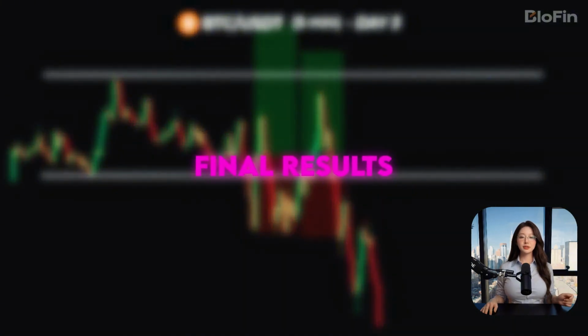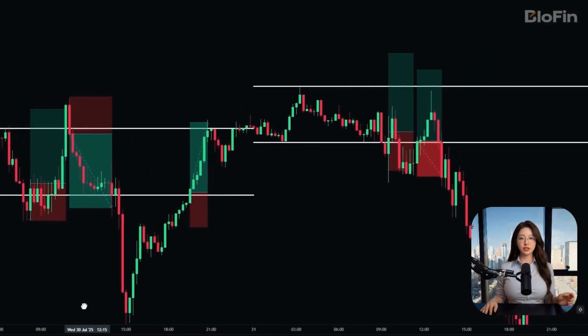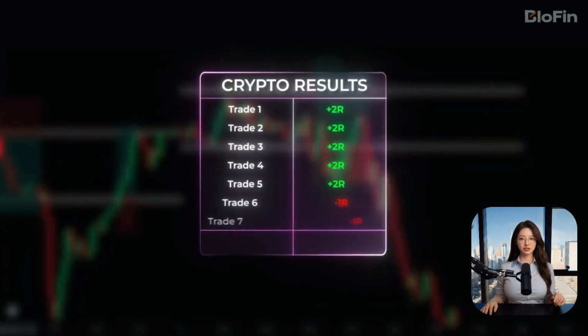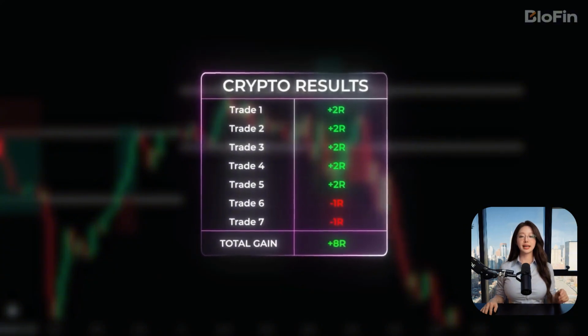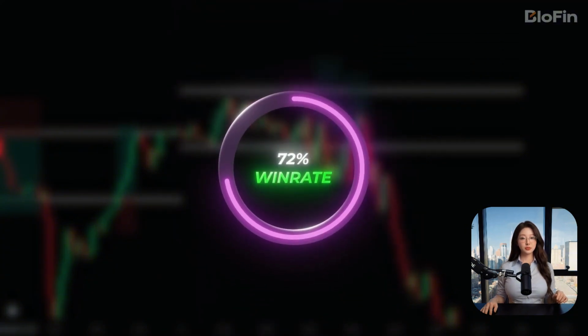Now let's see the final results. Here you can see all the trades we backtested. Out of 7 trades we took, the strategy gave us 5 wins and 2 losses with a total gain of 8 euro. That's about a 72% win rate on the crypto market, which is extremely impressive considering we only used the very basic version of the strategy.